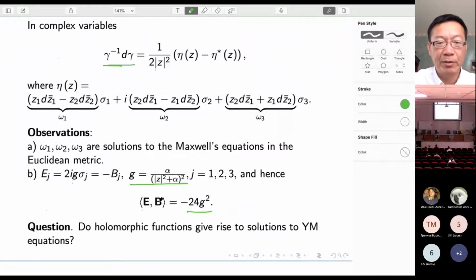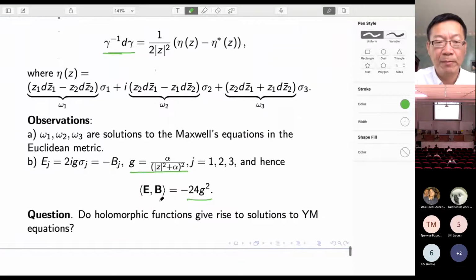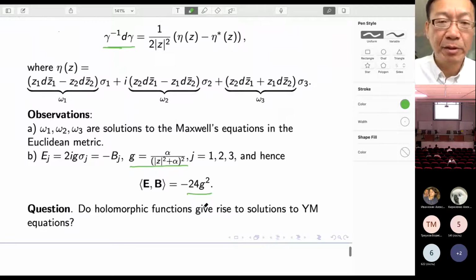So they are never zero. You can see that they are never zero in the Euclidean metric. Similar things can be done for Minkowski metric, which is ongoing. And another important question to ask is that do holomorphic functions naturally give rise to solutions to Yang-Mills equations? Okay, so thank you very much. I will stop here.